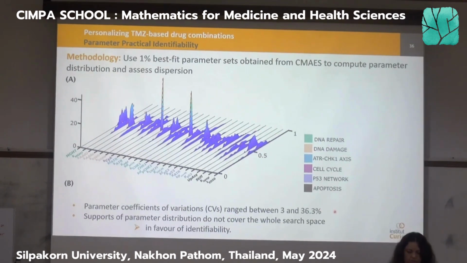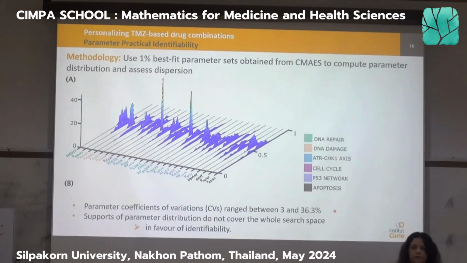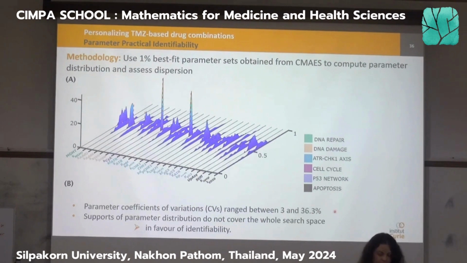And basically the CVs, they range from 3 to 36%, which is okay for parameter estimates. So we are quite happy with this estimation. Although that's not a proper identifiability study, those results are clearly in favor of practical identifiability.